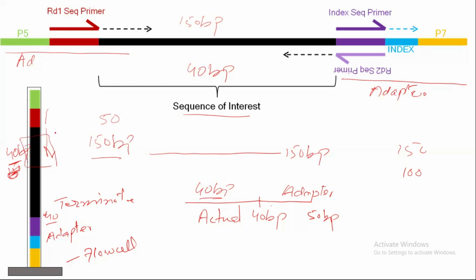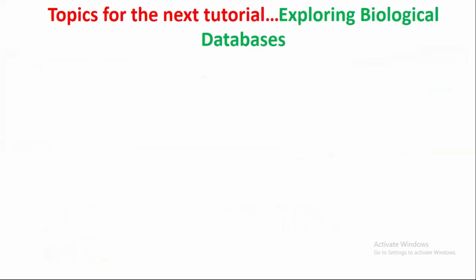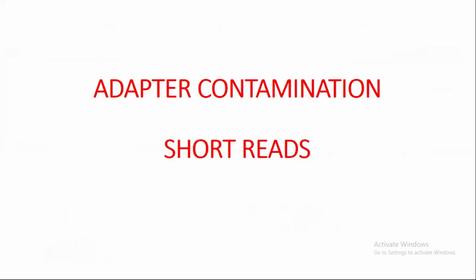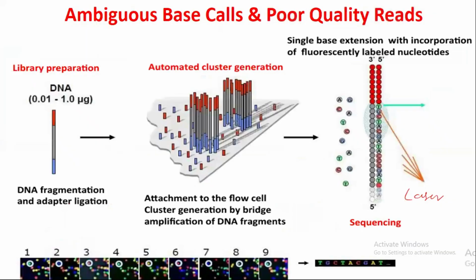Okay, and this part is retained. So, for example, this part is 50 base pairs. Now this is also a problem. This is a short read, so it can manipulate our results in the form of alignment and this type of thing. So basically this was the adapter contamination and the short reads problem.